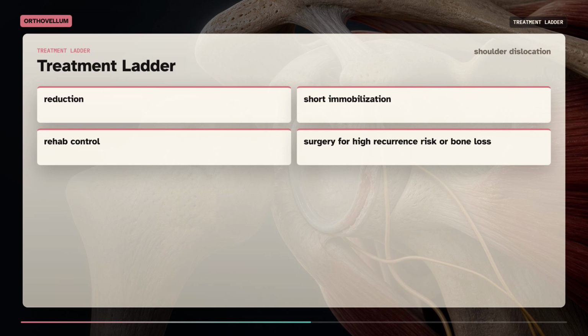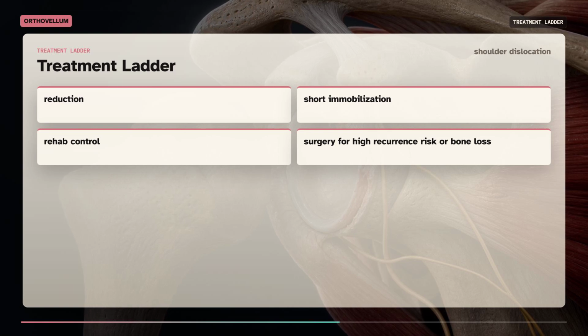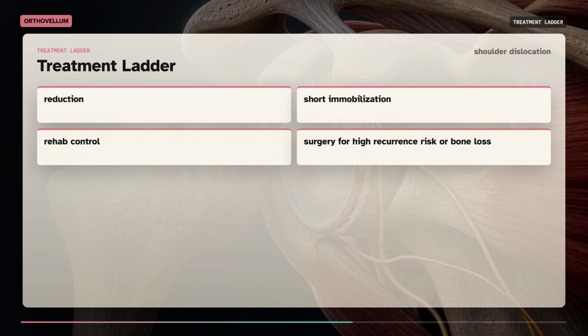Treatment is a ladder, not a reflex. For shoulder dislocation, the practical ladder is reduction, short immobilization, rehab control, surgery for high recurrence risk or bone loss. The first steps usually try to calm the painful system and rebuild capacity. That means load management, targeted strengthening, mobility when appropriate, and clear expectations. Injections, braces, procedures, and operations are tools. They are powerful when used for the right reason and disappointing when used as shortcuts. The best plan explains not only what to do, but why that step belongs at this moment.